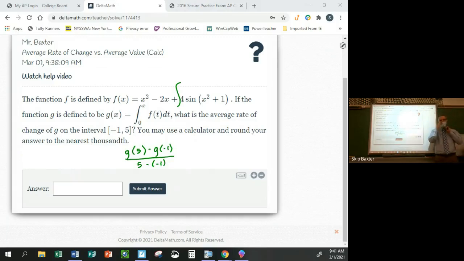Definitely don't forget you have a calculator and use it to solve equations, use it to do derivatives at a point, use it to do definite integrals, use it to find points of intersection, use it for all those things if you have it available to you, because they expect you to, and you'll definitely save time. Does that help? Okay.